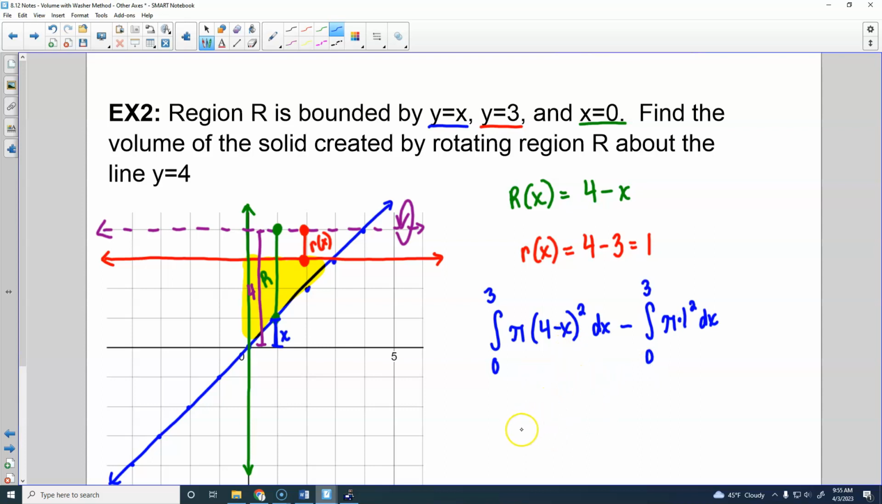And if you want to write it all together, you don't have to, but integral from 0 to 3, pull the pi out front, you would have 4 minus x squared. Make sure that square's on the outside of the parentheses. Minus 1 squared, which of course is just 1. You would put brackets around it and put the x right there. You can put the square on that 1 or not. It doesn't matter, since 1 squared is 1. It would matter if it was a number besides 1.